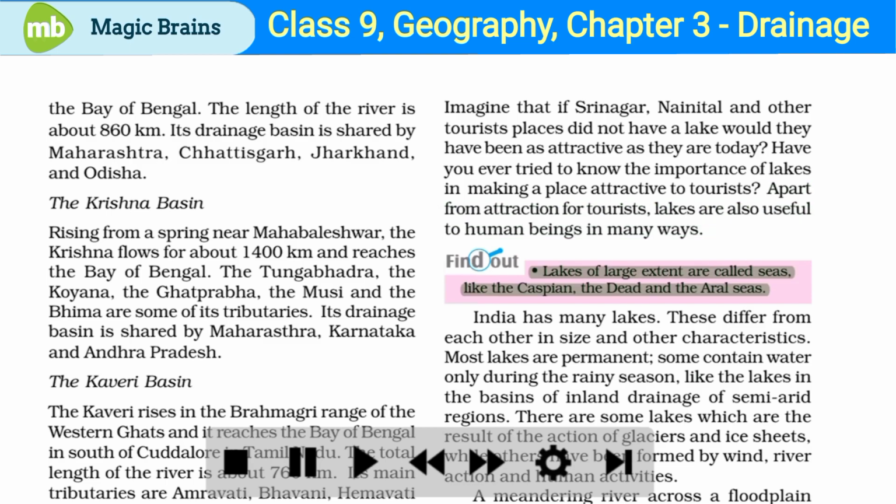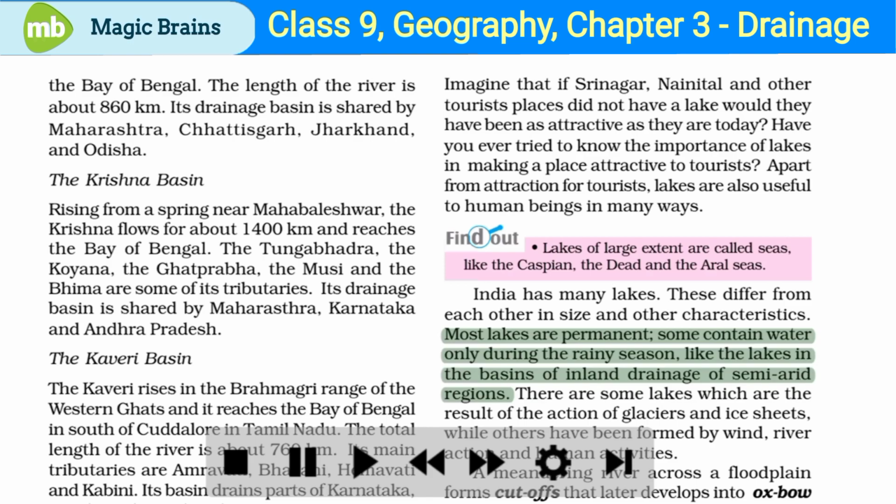Find out, dear friends, lakes of large extent are called the seas, like the Caspian, the Dead, and the Aral Sea. From the text, India has many lakes. These differ from each other in the size and other characteristics. Most lakes are permanent. Some contain water only during the rainy season, like the lakes in the basin of inland drainage of semi-arid regions.